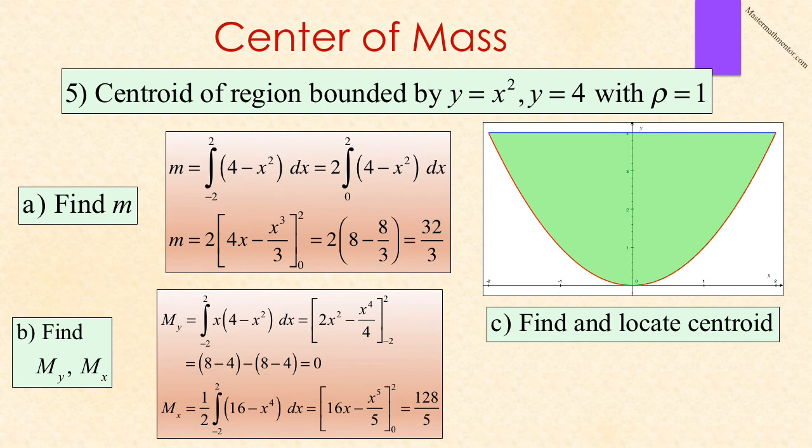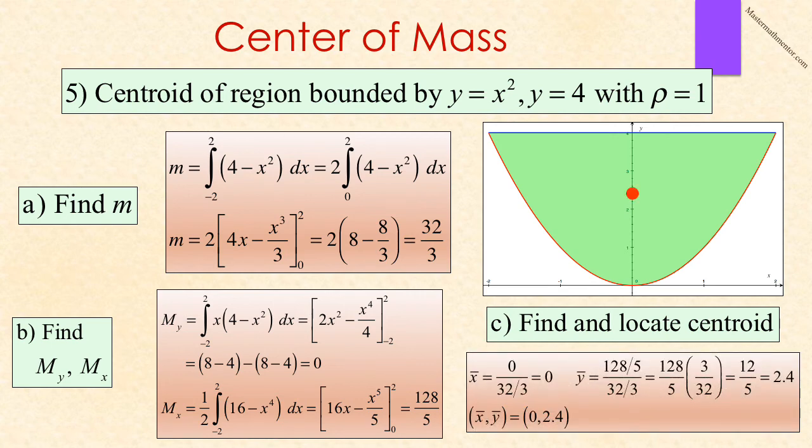M sub x equals 1/2 the integral of 4 minus x squared times 4 plus x squared, which is 16 minus x to the fourth, evaluated from -2 to 2. Realizing that this is even, we can double it and integrate from 0 to 2, and we get 16x minus x to the fifth over 5, evaluated from 0 to 2, and we get 128 over 5.